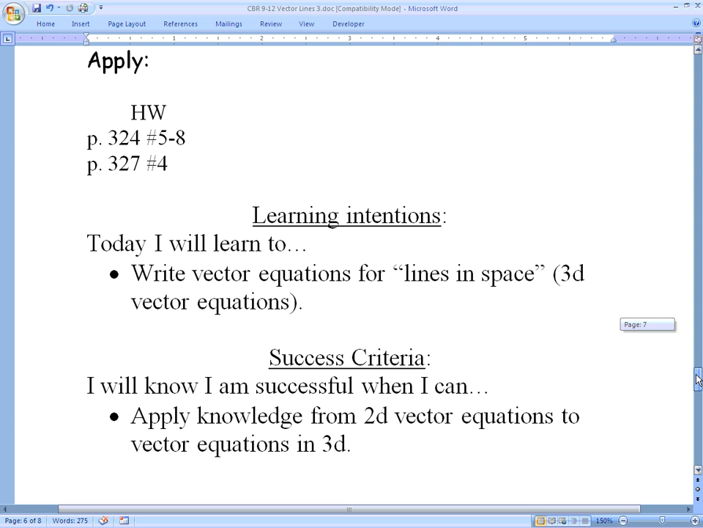All right. For homework, problems 5, 6, 7, 8, and number 4. Only 5 problems on page 324 and page 327. 327 asks us to find the angle between vectors, which we've done for 2D vectors. Again, focus on your directional vector, your velocity vector, and then use that dot product formula for cosine. And the others are very similar to the examples we looked at.